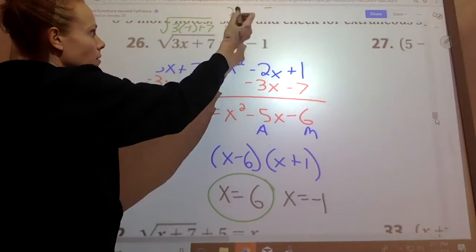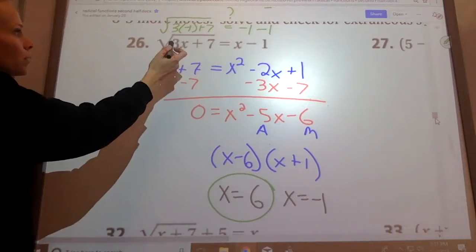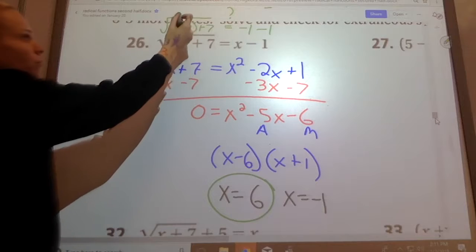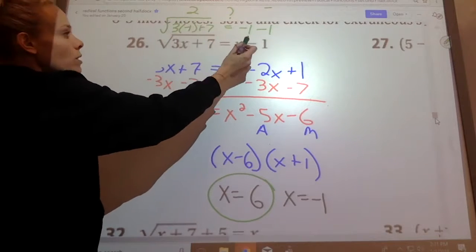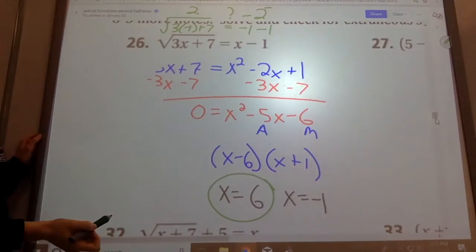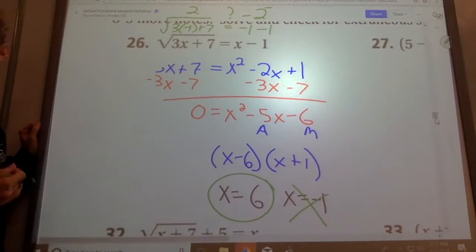Does that equal negative 1 minus 1? So this would be negative 3 plus 7 is 4. What's the square root of 4? 2. What's negative 1 minus 1? Negative 2. Does that equal? No. So we would cross that one off and we'd only have 6 as an answer.